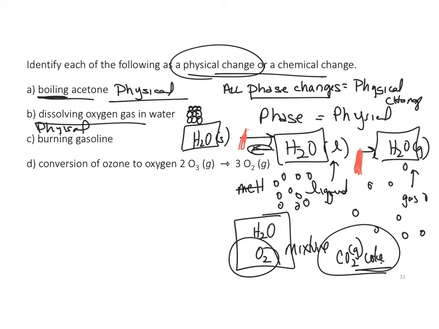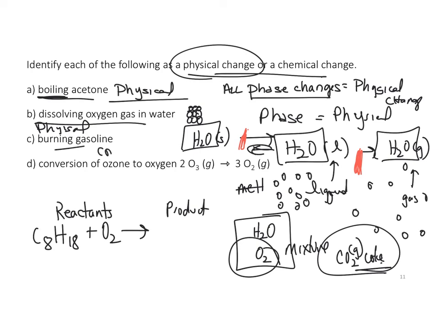Burning gasoline. Well, that's different. Gasoline is C8H18. And you combine it with oxygen, and then you have a reaction. These are the reactants. That's what you start with. And then they produce a product. And the reaction for this is called combustion. And that's CO2 gas plus water liquid. And that's always going to be your products on a combustion reaction.